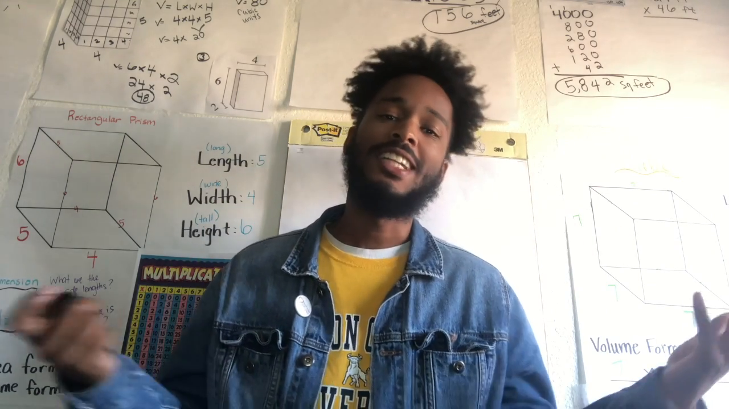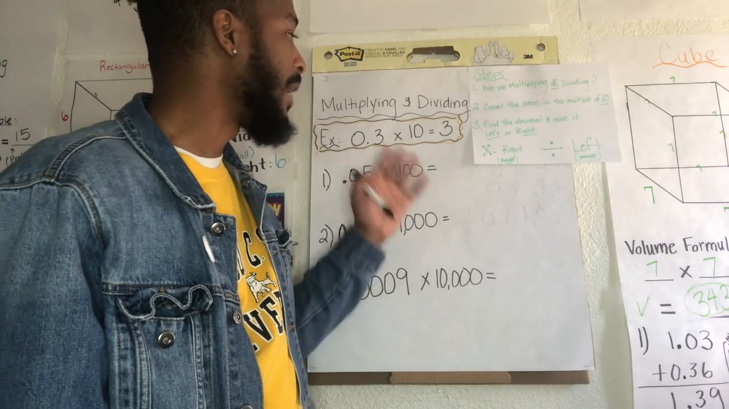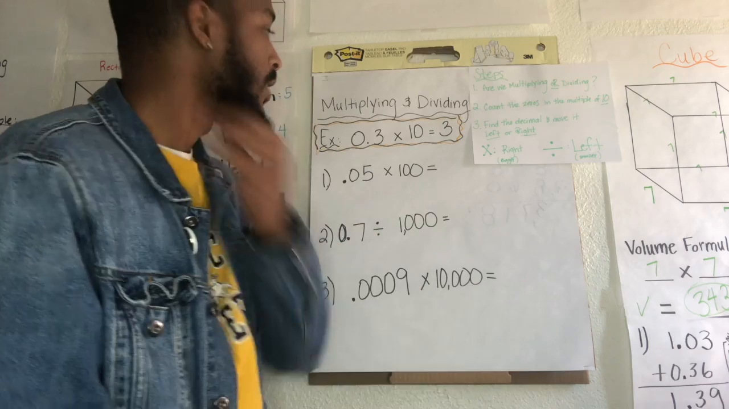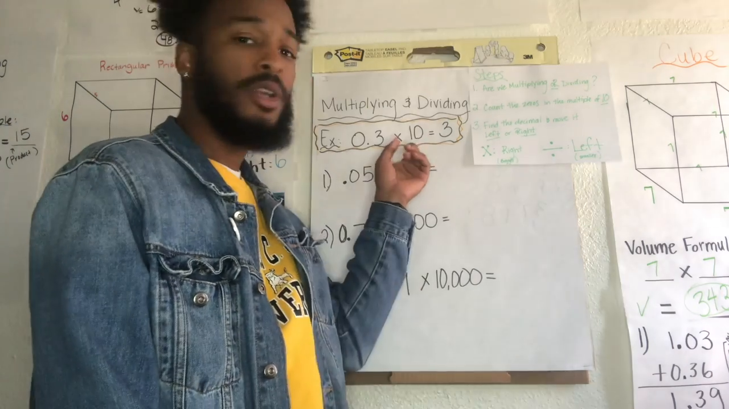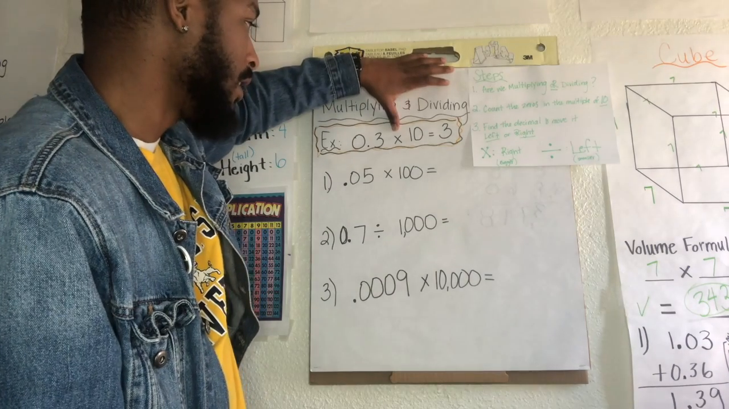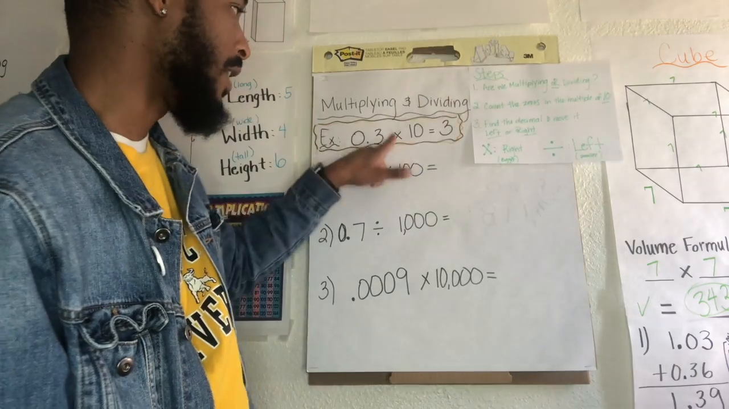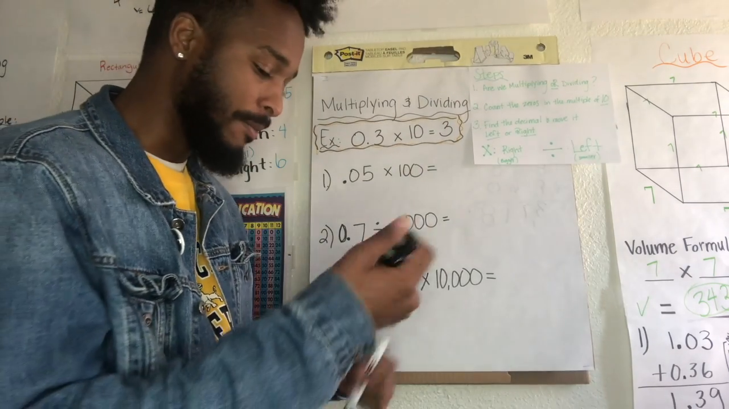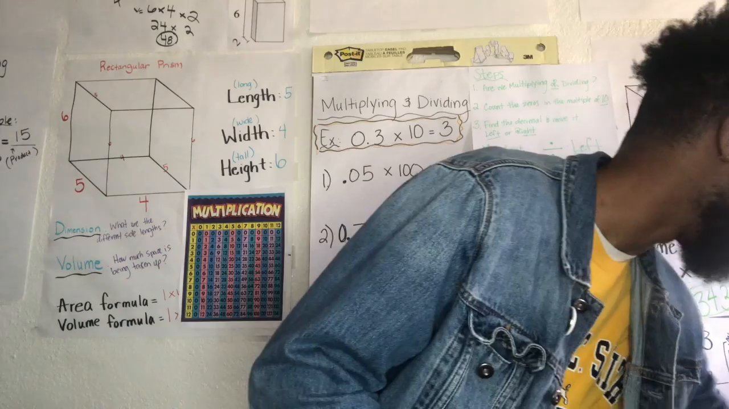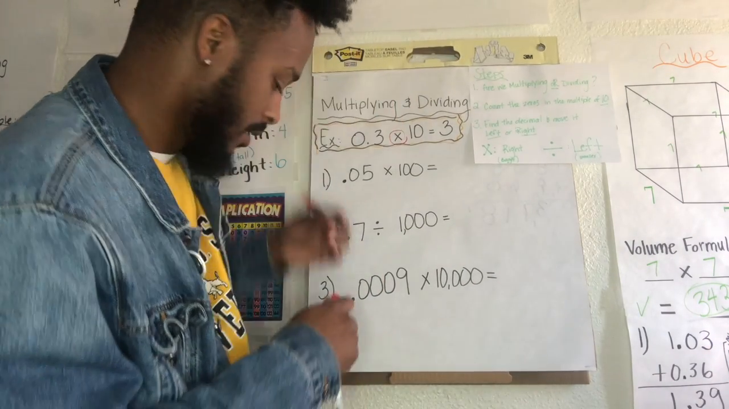All right? So let's take a look. Looking at the example, here we have 0.3 times 10 is equal to 3. So let's figure out, how do we get to 3? First, I want to show us that we are multiplying and not dividing. So we have that x in the middle. That x in the middle tells us multiplication is what we're going to be using. So I'm going to circle that right there.